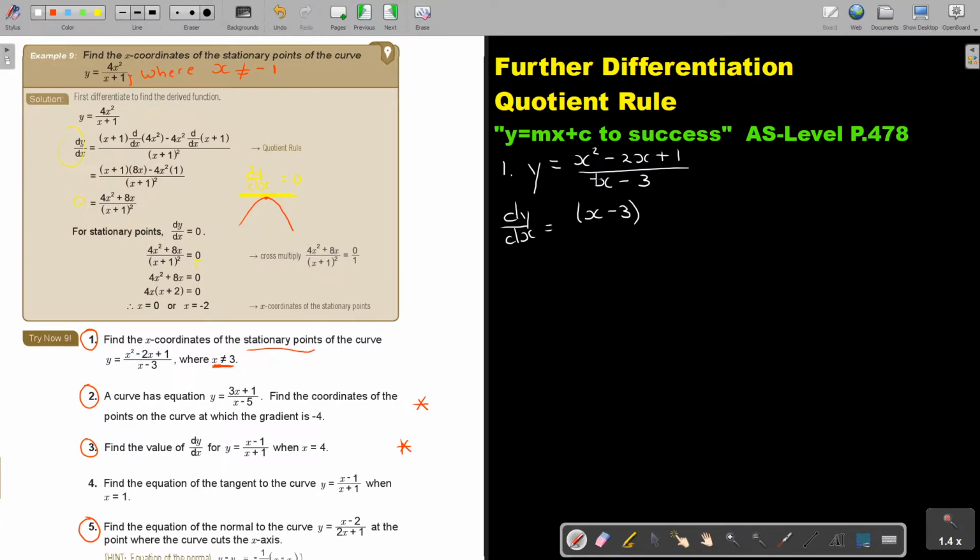Okay, always start with the denominator. I differentiate the numerator. So that's very nice. It's no brackets, very basic ones. Minus 2, that becomes 0. Subtract the quotient rule. I rewrite the numerator.